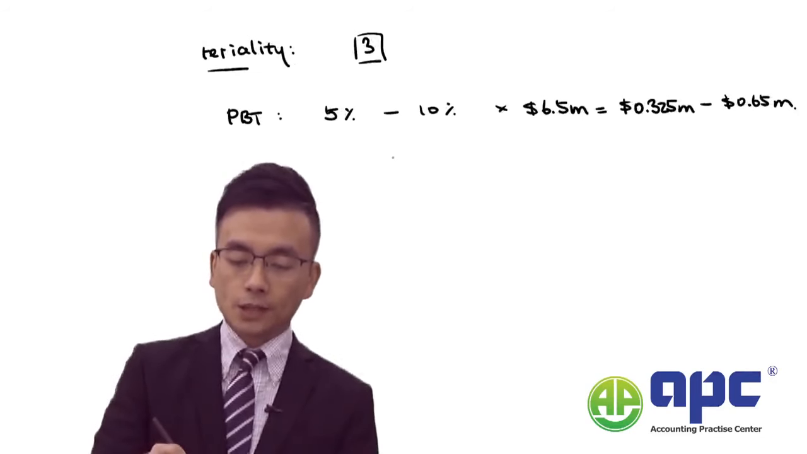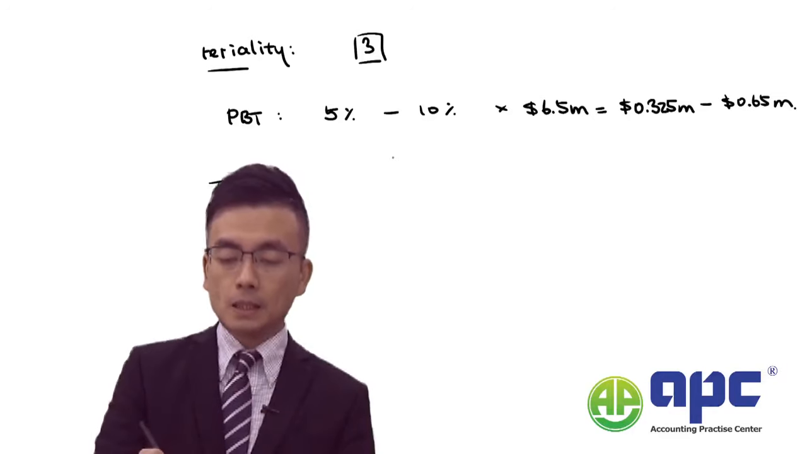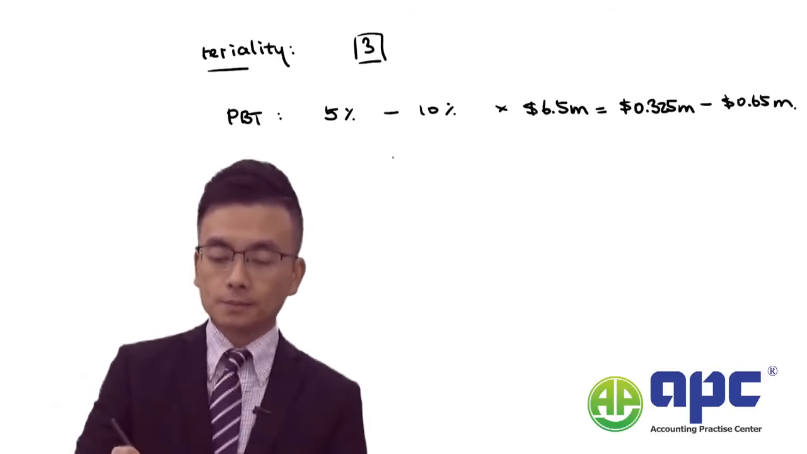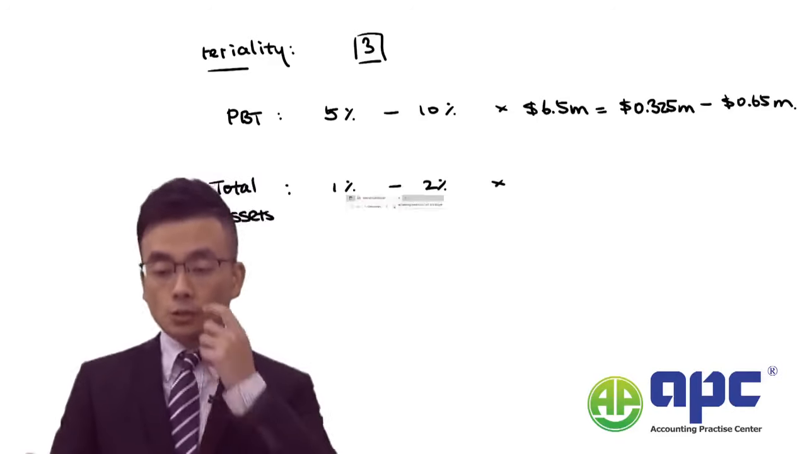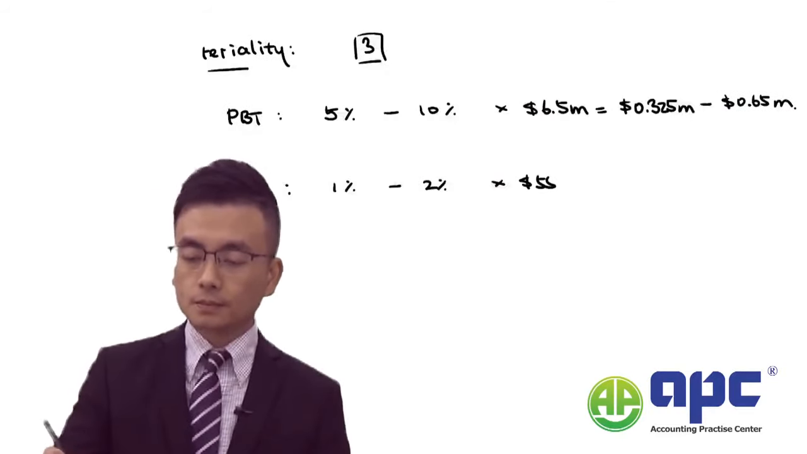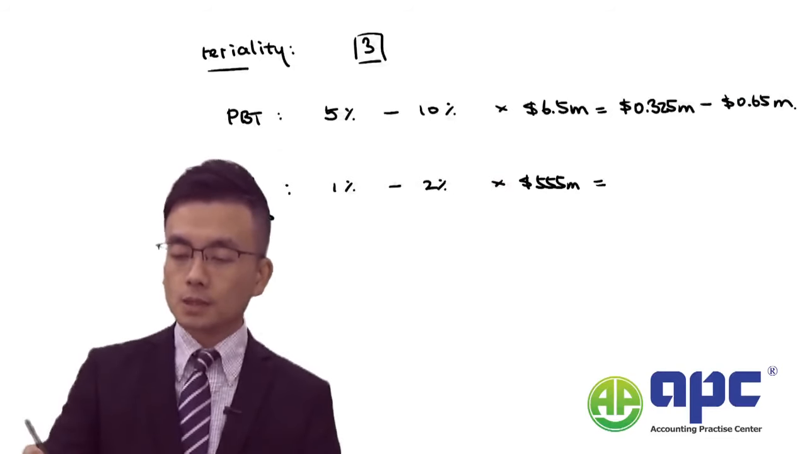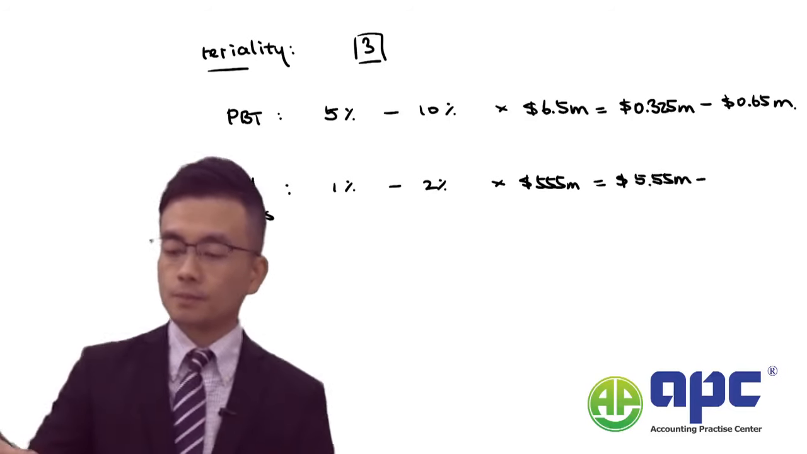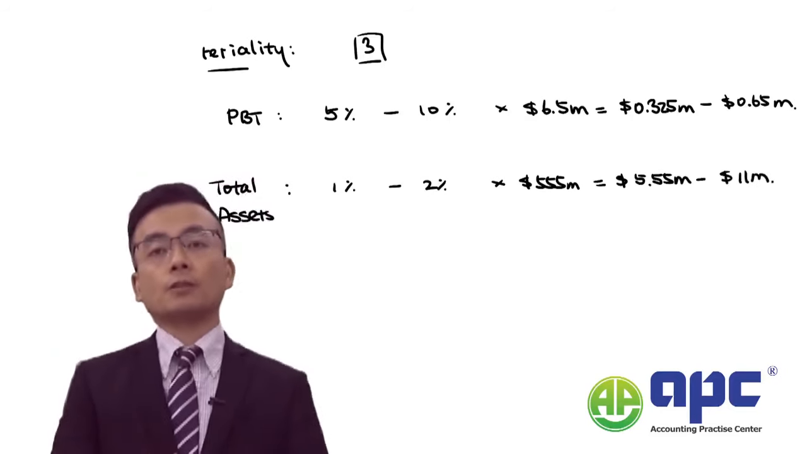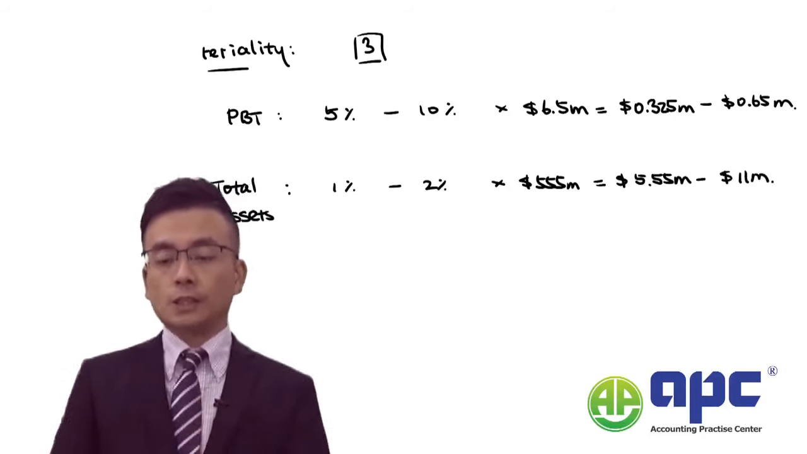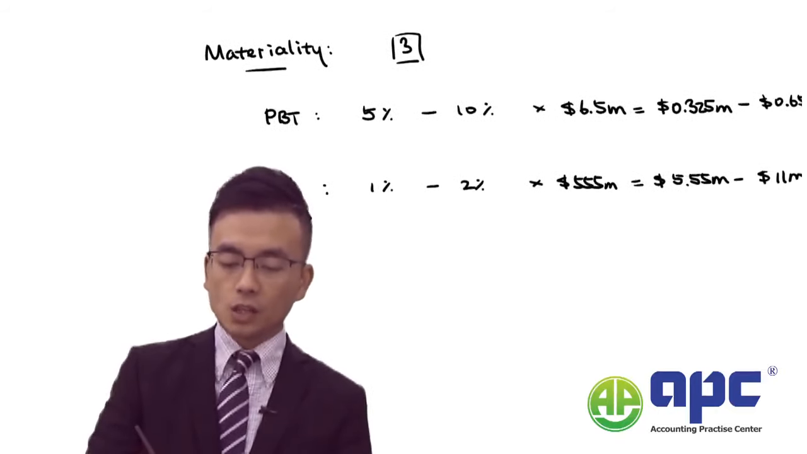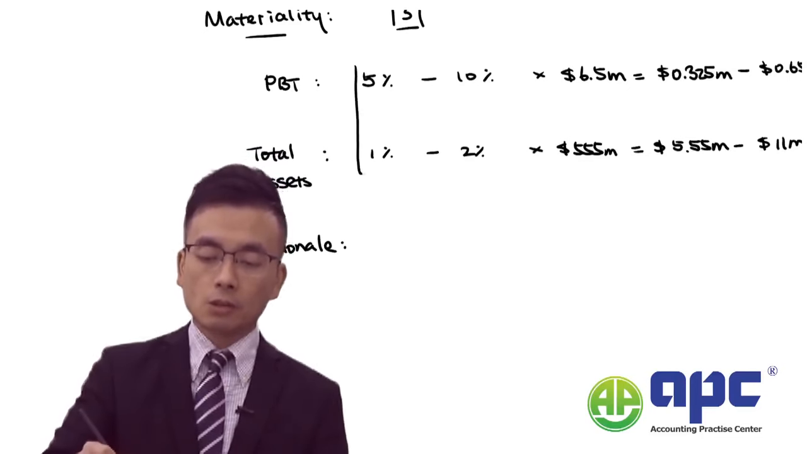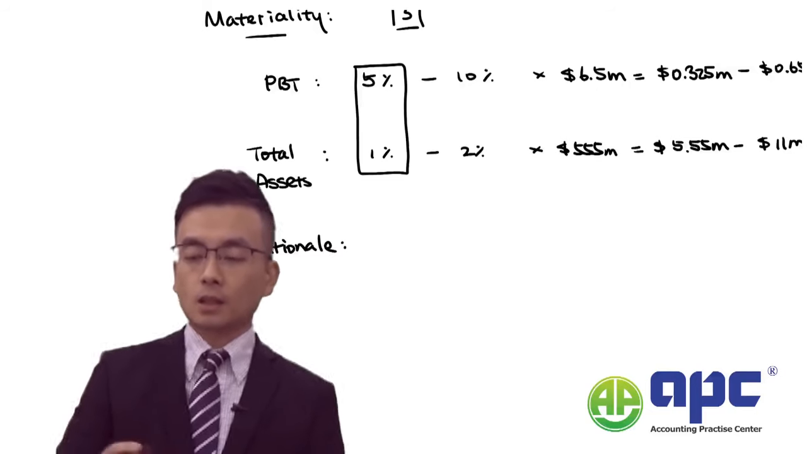At the same time, we've got the total assets in the SFP. So PBT is material to the P&L, and total assets relate to the effect on the SFP, and that will be 1% to 2% of the total asset value of $555 million. That being the case, the range is $5.55 million to, if I take 555 times 0.02, $11.1 million. That's the range that we calculated. Awarded 2 marks already. We need to explain the rationale. This is quite a standard approach from the exam's point of view that you need to follow. So if I were you, I'd pick the lower part of the range, 5% and 1%.